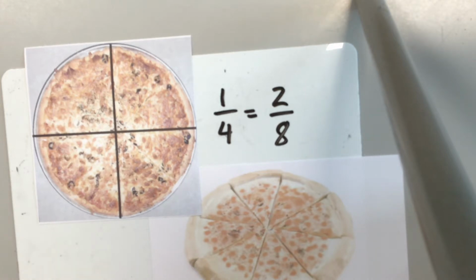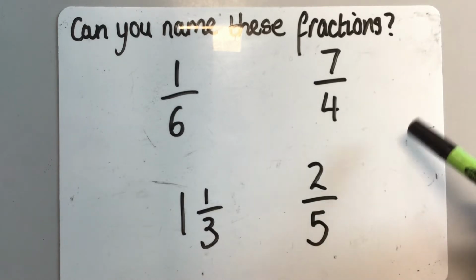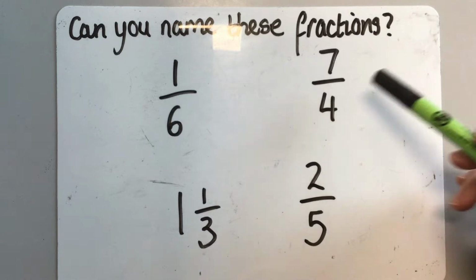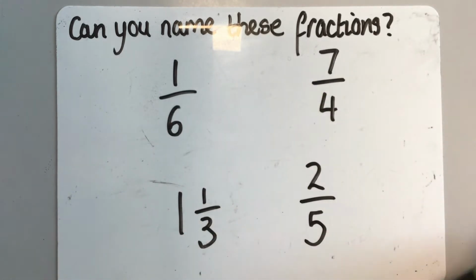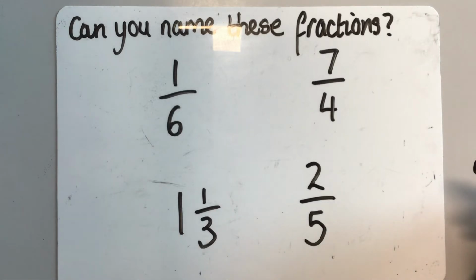That was just a little bit of a warm-up to get us thinking about the equivalent fractions we did yesterday. And now we're going to move on to our work today. Now, I want you to have a look at the fractions on my whiteboard. Can you name all the different types of fractions on my board? Because as you can see, they're all a little bit different. The numerators and denominators are different, and some are written completely differently that might be new to you.